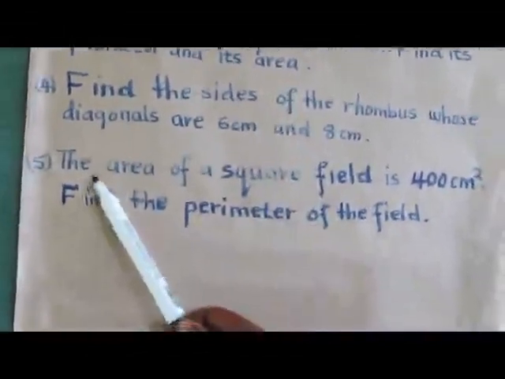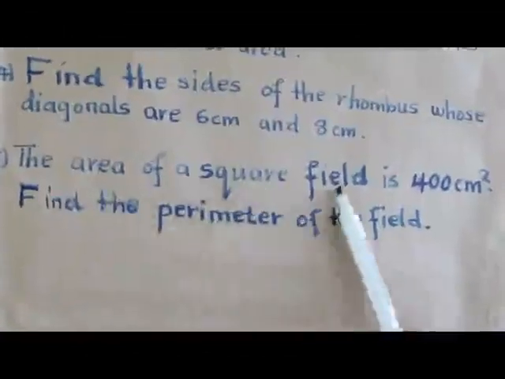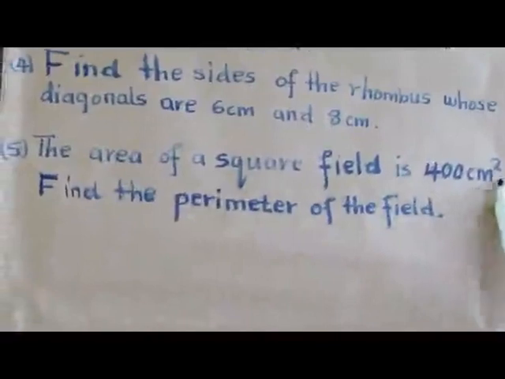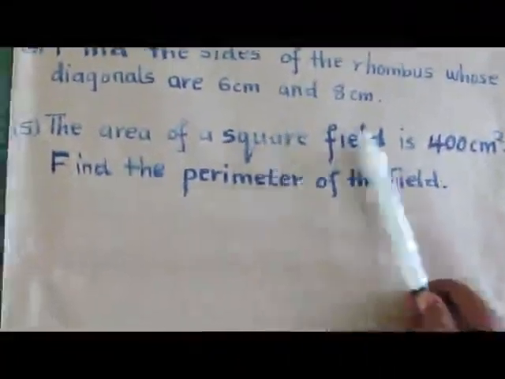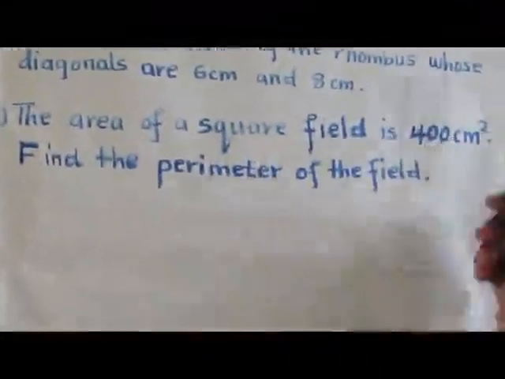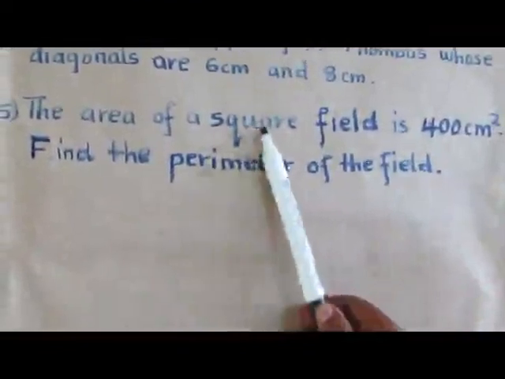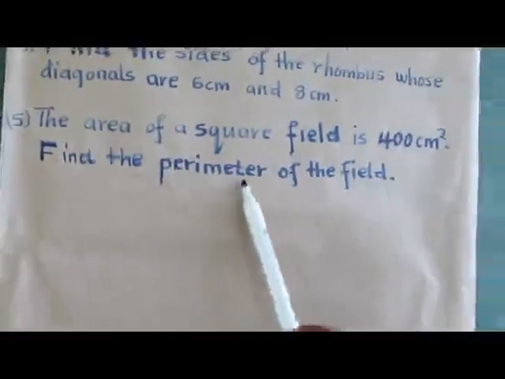Question number 5. The area of a square field is 400 centimeters square. Find the perimeter of the field. This is a square, its area is given. So find the sides of this square. Thereafter, you find the perimeter of the field.